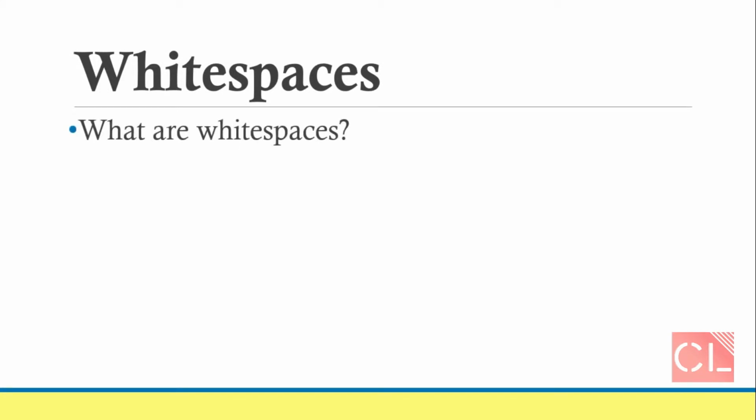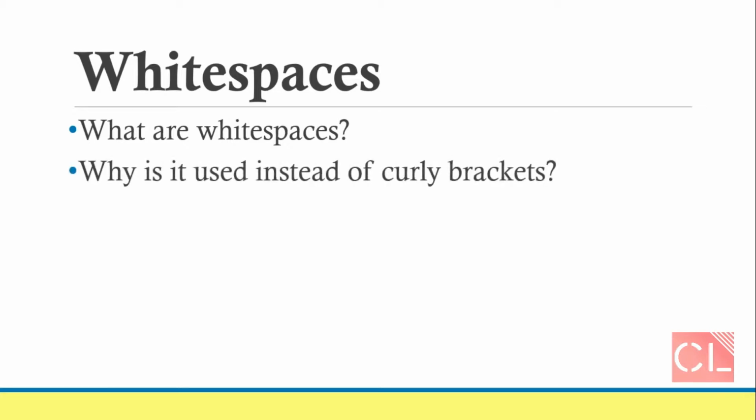Whitespaces. What are whitespaces? White spacing refers to any non-printing characters such as spaces, tabs, and end-of-line symbols. They are also called indentations. So why is it used instead of curly brackets? Well, the answer is that apart from making the code look pretty, it is required for indicating what a statement belongs to.